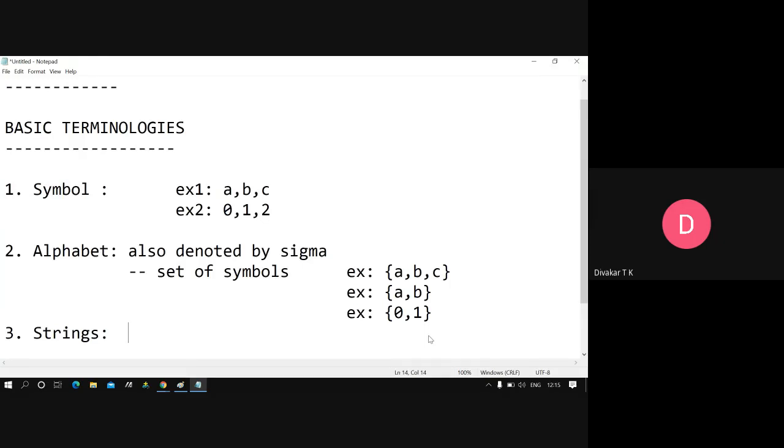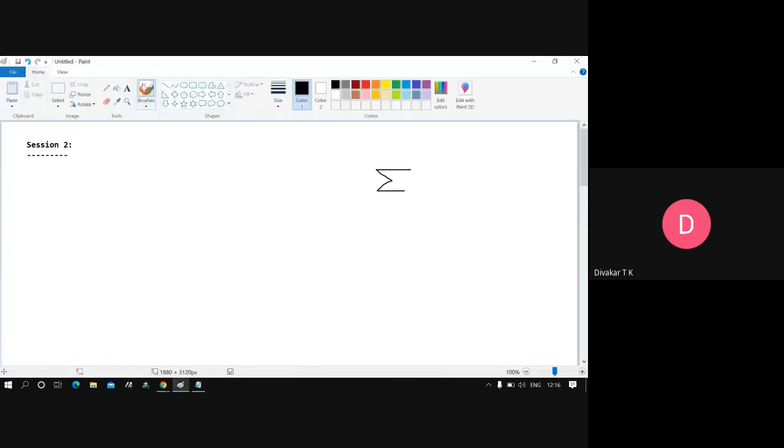Now, what is a string? In programming languages, we learn that a string is a sequence of characters. But in theory of computation, strings mean sequence of symbols from the alphabet, which we take as sigma. A sequence of symbols, that we call a string. I'll give an example.